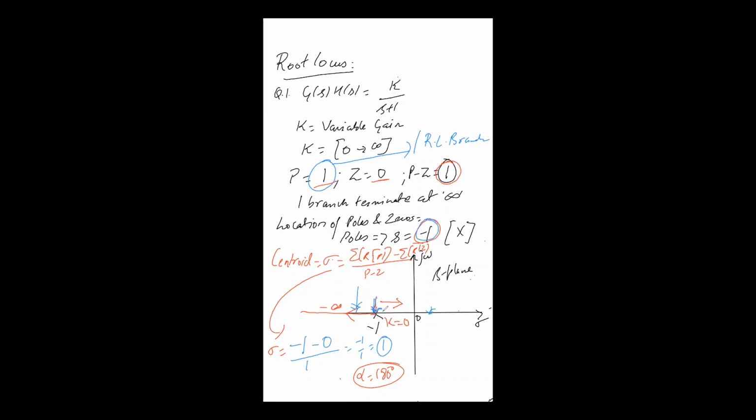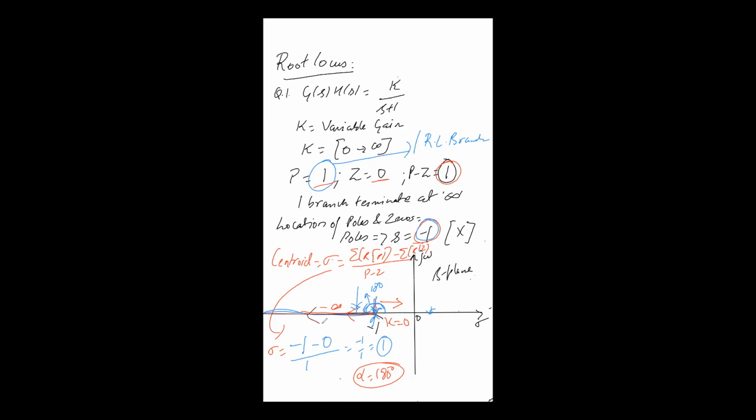From here you have to draw a 180 degree angle. So this is 90 degree and this is 180 degree. From one point I have drawn a 180 degree angle, and this will be my asymptote, a straight line. My branch which is terminating at infinity will do so along a straight line, along the asymptotes. This is my asymptotes.